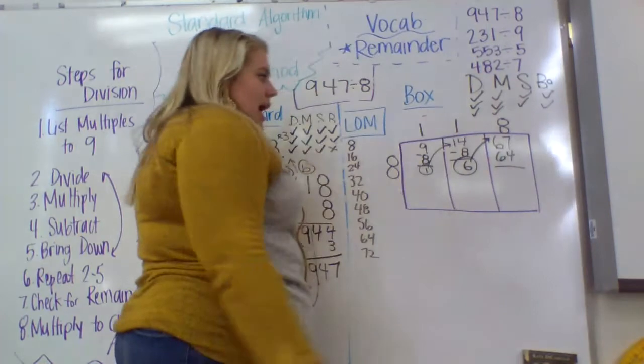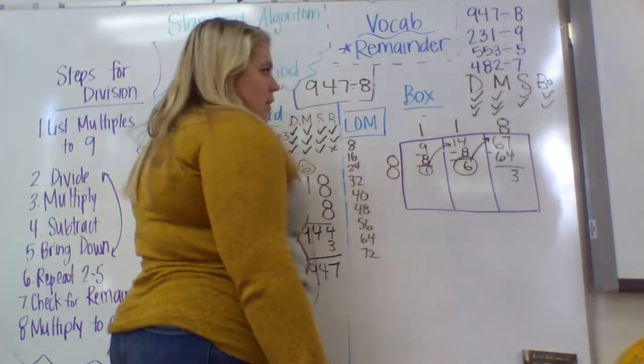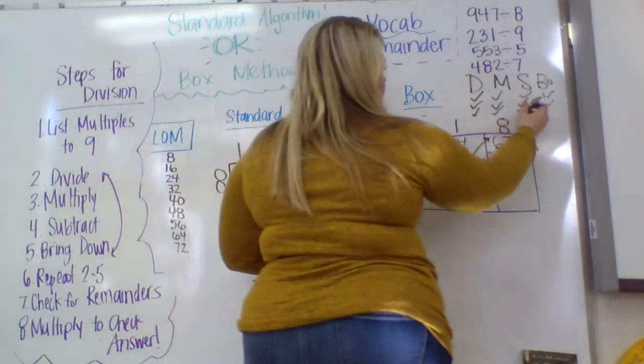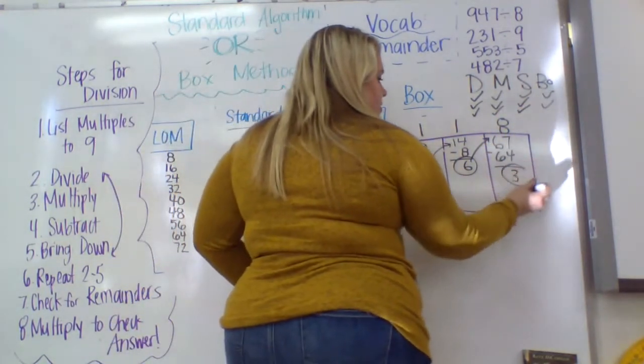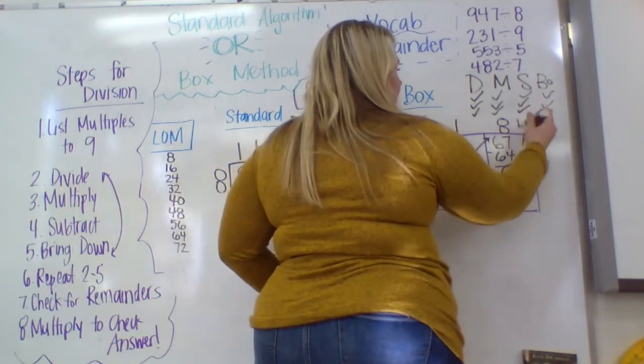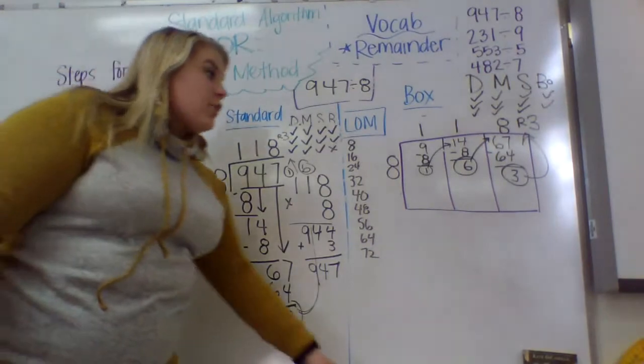Now when I subtract, 7 minus 4 is 3. 6 minus 6 is 0, so 67 minus 64 is 3. I can't bring it over, so that means I need to bring it up and make it my remainder. 118, remainder 3.